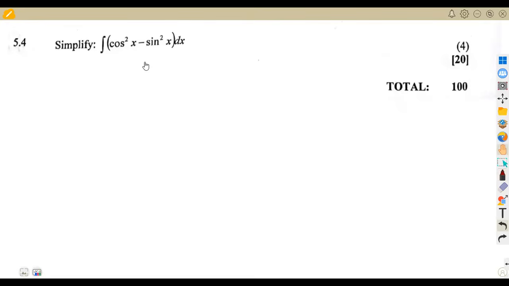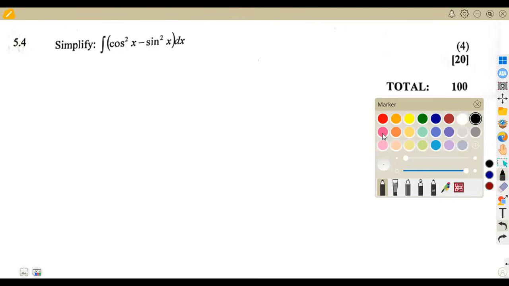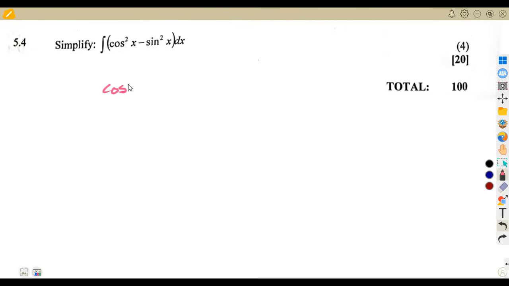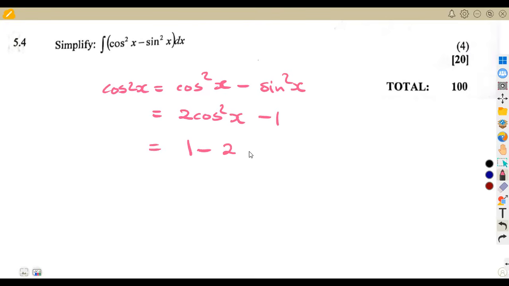5.4, simplify the integral of cos squared x minus sin squared x, of which we talked about this identity. A lot of times, just from our identity of cos 2x, remember that cos 2x has got 3 identities. One of these identities is the one that we are given, cos squared x minus sin squared x. Yes, we know that we've got this identity of 2 cos squared x minus 1. We've got the identity of 1 minus 2 sin squared x.